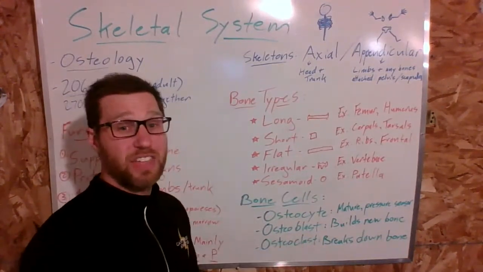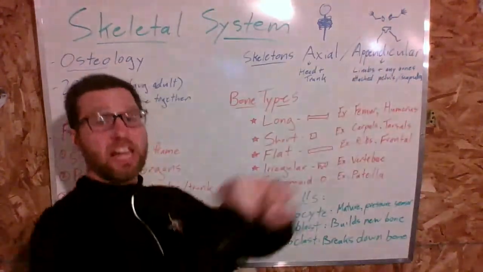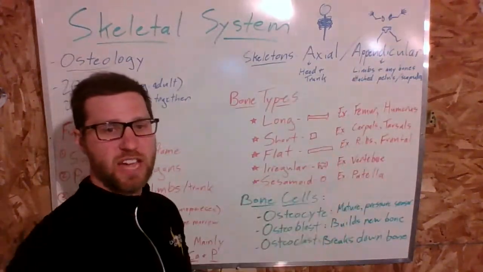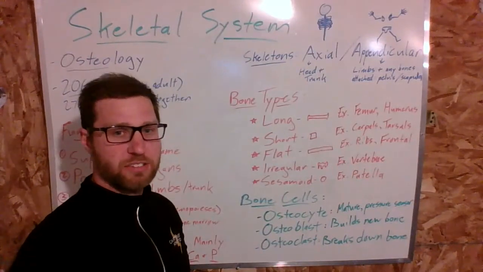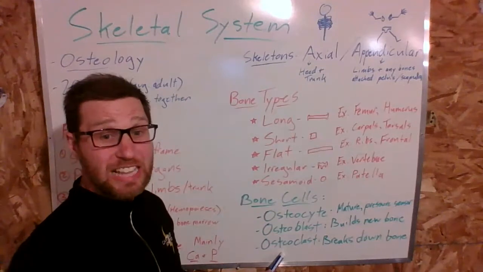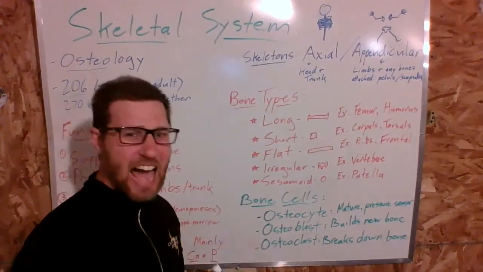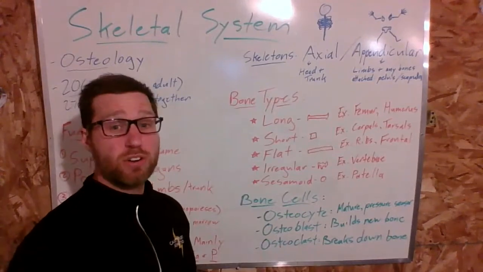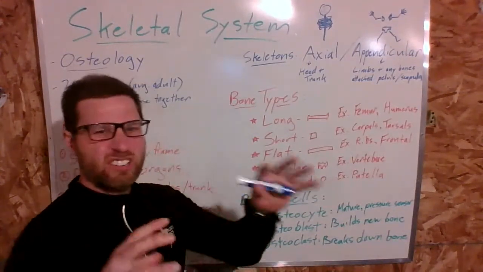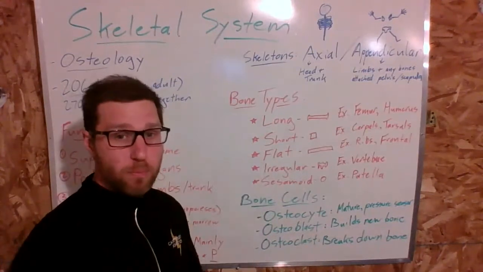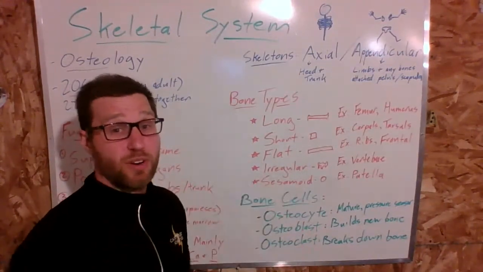So blast, when I think osteoblast, it blasts out new bone material. Okay, so that's your osteoblast. And then the last bone cell is your osteoclast. Your osteoclast is the cell that's going to break down your bone. So it kind of claws away at your bone and will break down bone material.